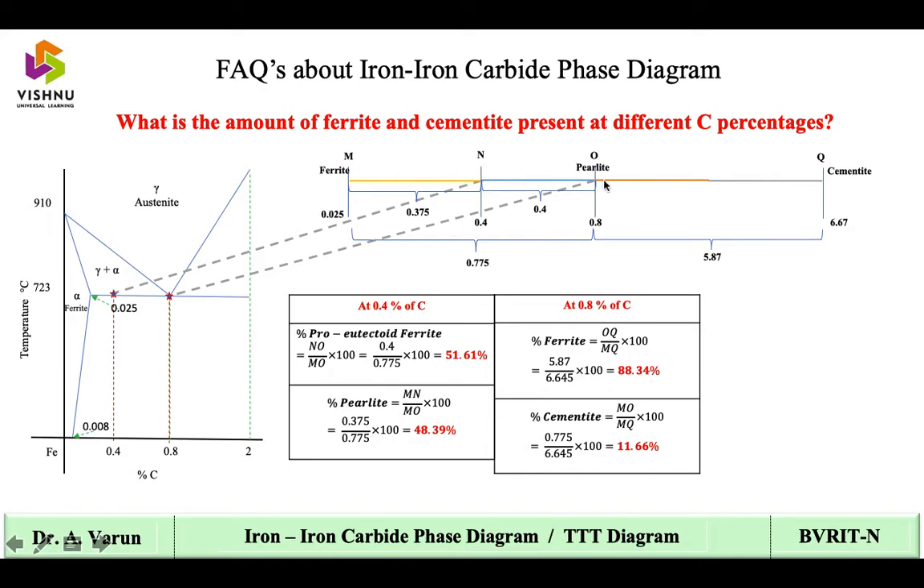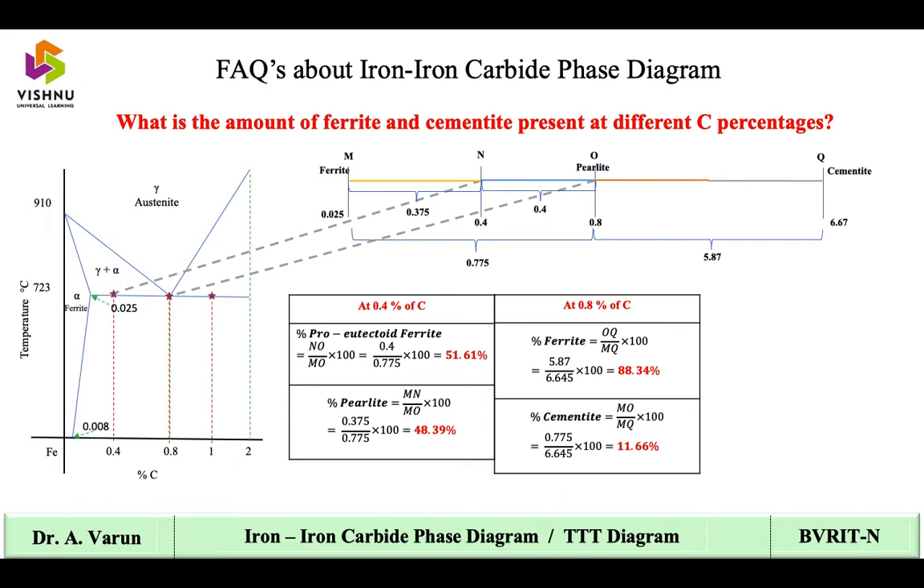So for ferrite, this side you are supposed to consider, that is OQ by MQ into 100, which is 5.87 by 6.645, because it is the addition of both, total length divided by total length. So 5.87 by 6.645 into 100 is nothing but 88.34% ferrite. Then if I want cementite, I am supposed to take this length, which is MO by MQ into 100, which will give me 0.775 by 6.645 into 100, which is nothing but 11.66 percent.